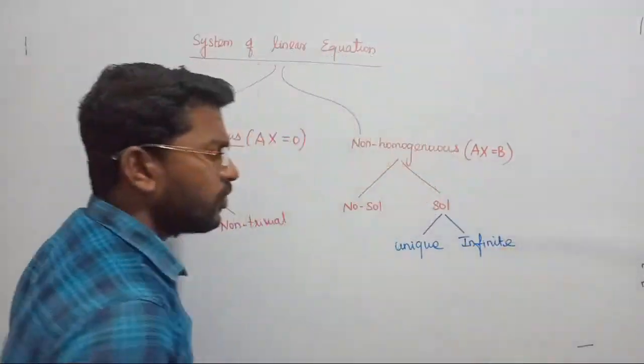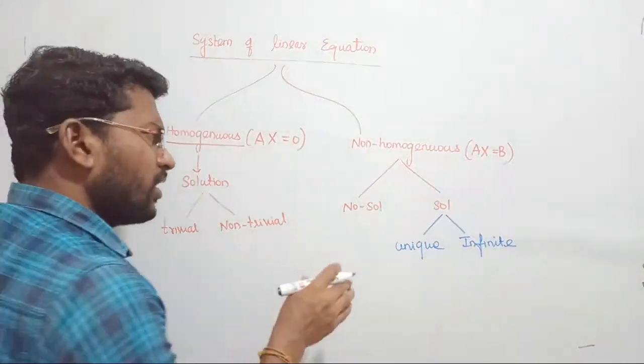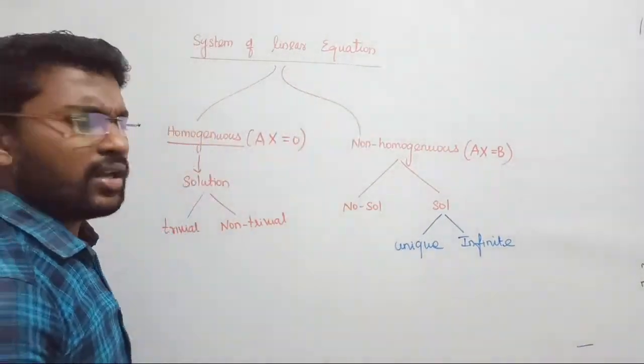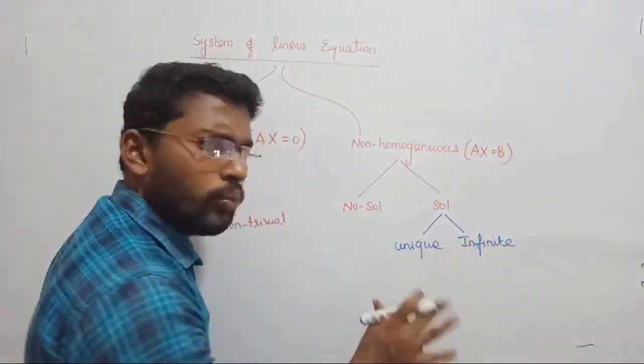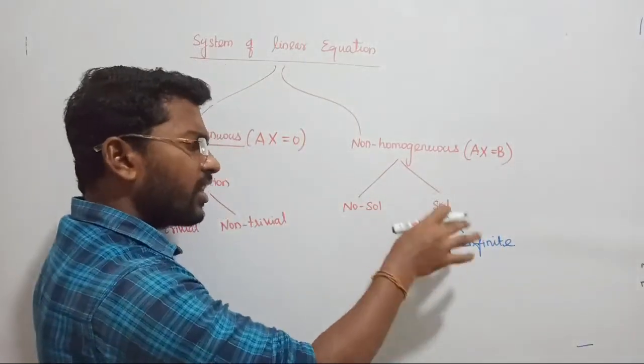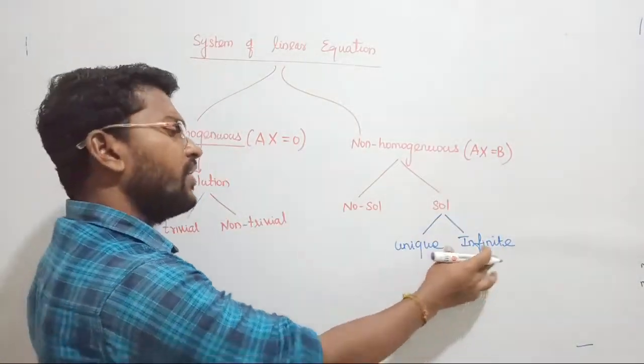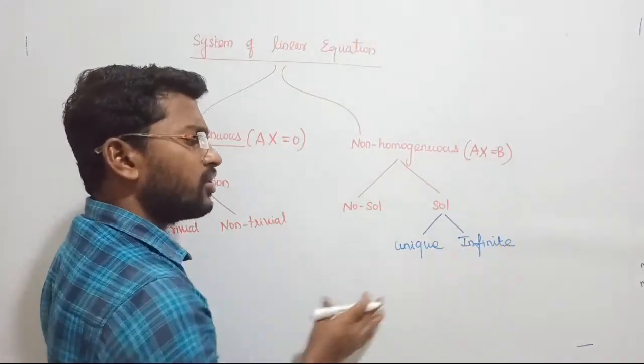That's all. Guys, you all have to understand. Here, in case of a system of linear equations, we have only two possibilities. Either a solution exists, in which case it might be a unique solution or an infinite number of solutions.